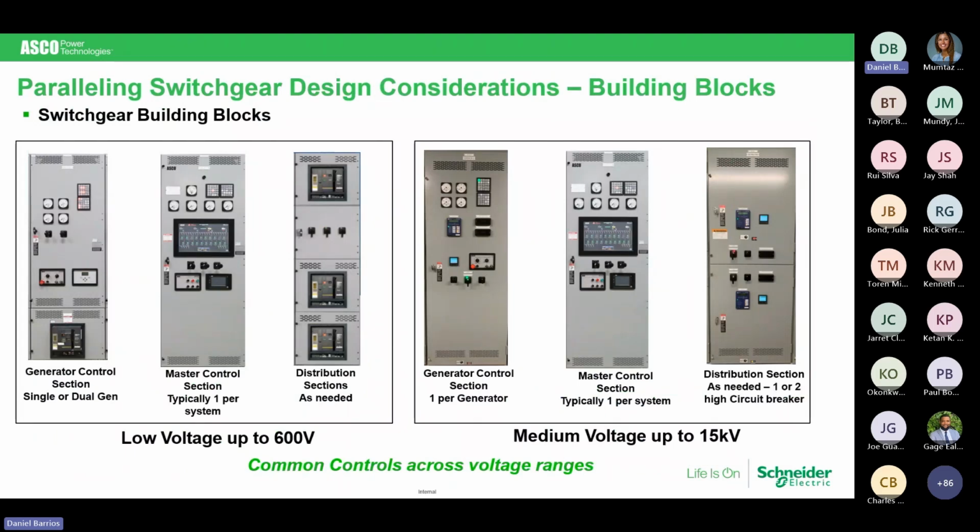Looking at a little bit of layout, let me explain one thing to you. When you are looking at your manufacturers, whoever is in your specification, you need to look at the sizes of their sections. Typically, we are very consistent between all of the major manufacturers. There may be a single generator control section. You may also have a dual generator control section, which we have a picture of a little bit later on. We will always need to provide a master control section.